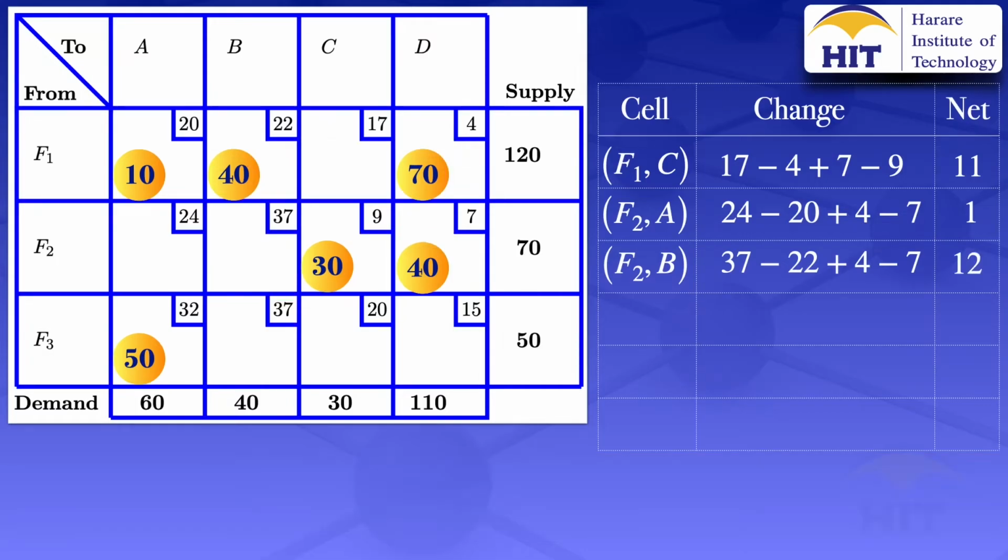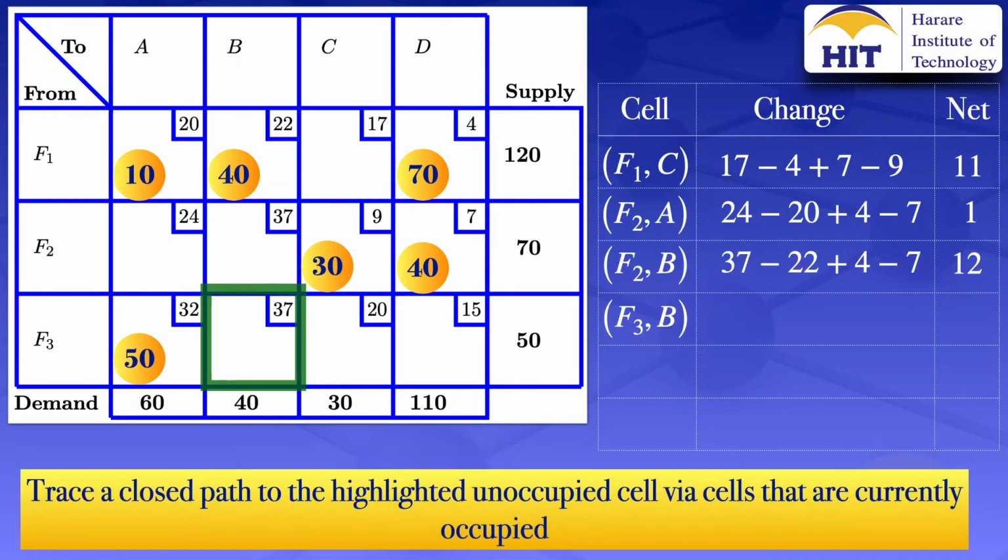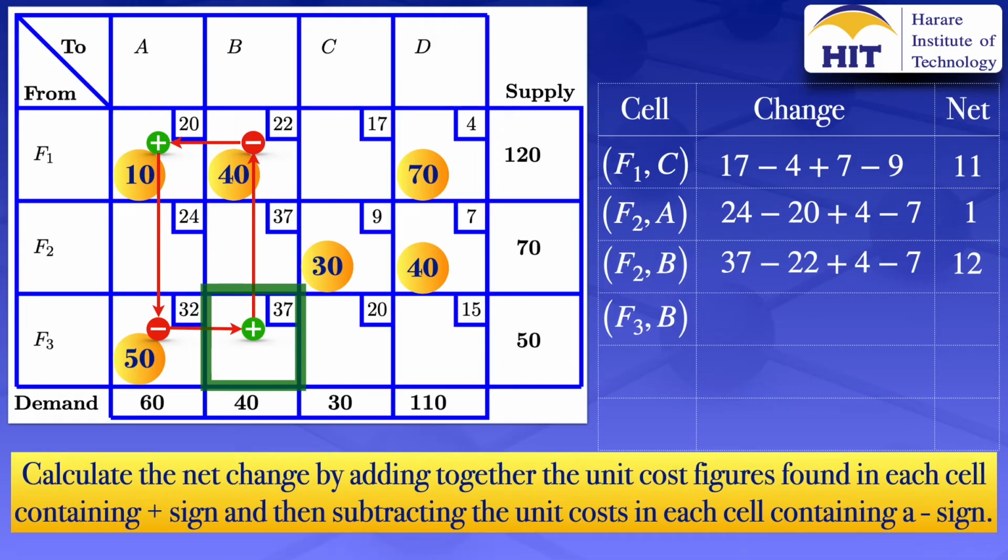Move on to the next unoccupied cell, now at this cell here, cell F3B. We trace a closed path to this cell via cells that are currently occupied. So if I add here, I'll now move on to an occupied cell here, and I'll subtract. Move on to an occupied cell here, add, move to an occupied cell, subtract, and then back to our unoccupied cell. Then we go on and calculate the net change.